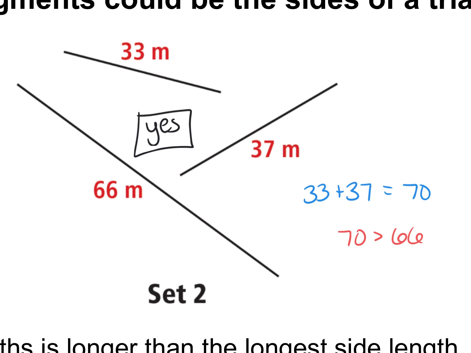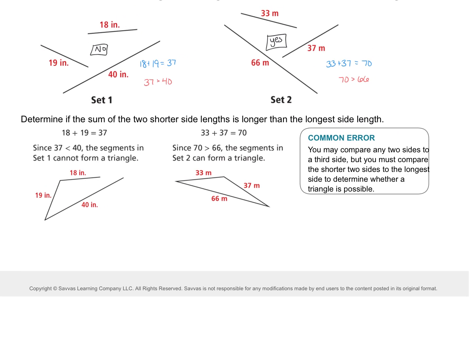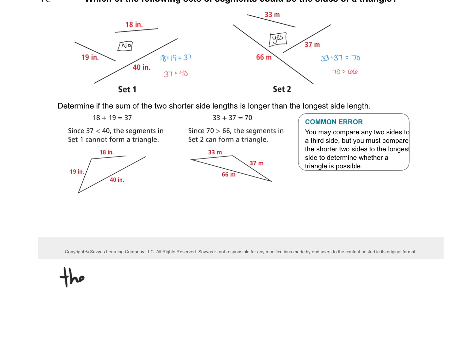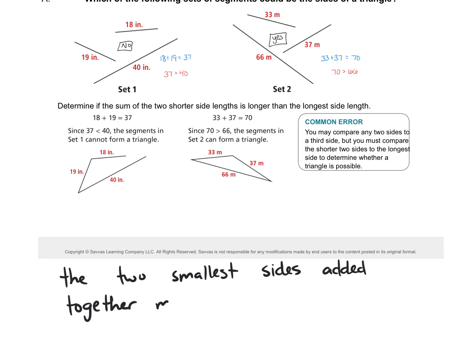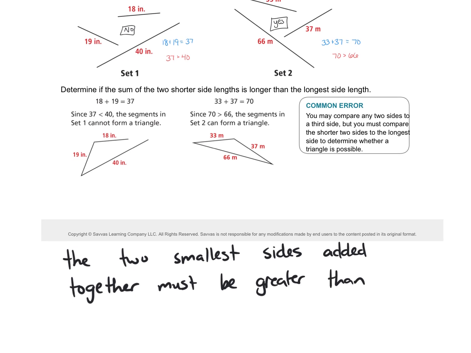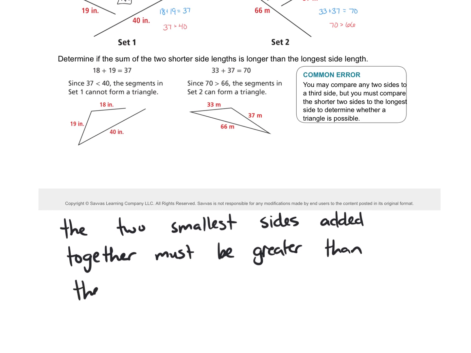Okay. So a note I want you to write off to the side of example 5 is the 2 smallest sides, added together, must be greater than the biggest side.